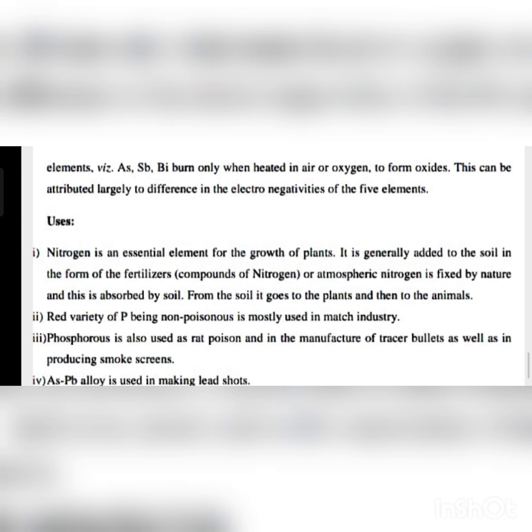Now we will discuss uses. First, nitrogen is an essential element for the growth of plants. It is generally added to the soil in the form of fertilizers, or atmospheric nitrogen is fixed by nature and this is absorbed by the soil. From the soil it goes to the plants and then to the animals.